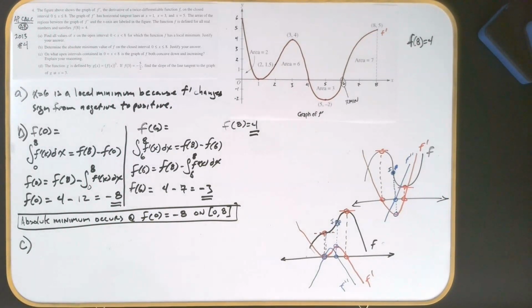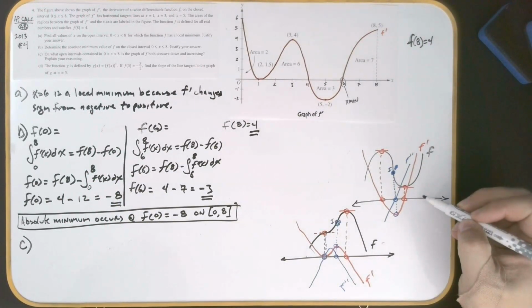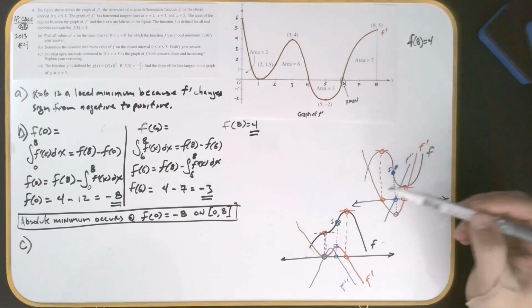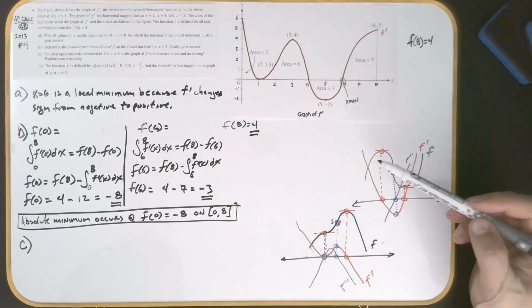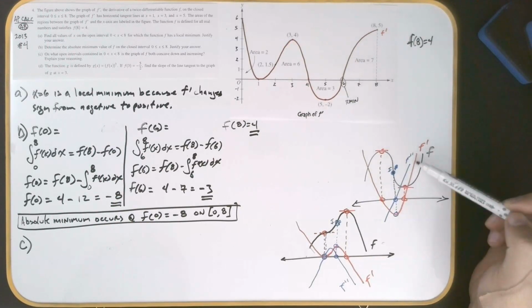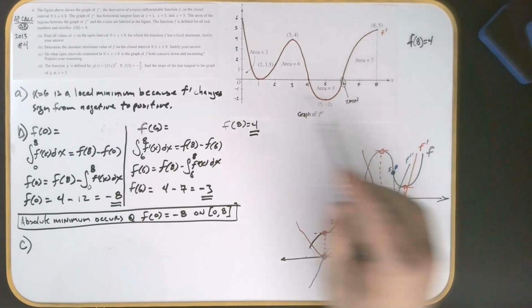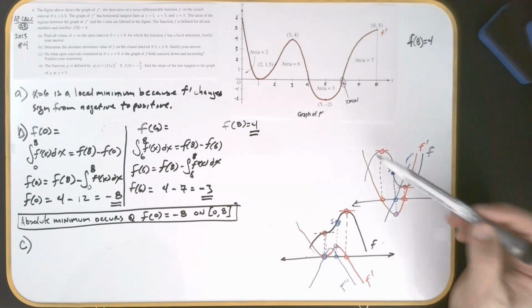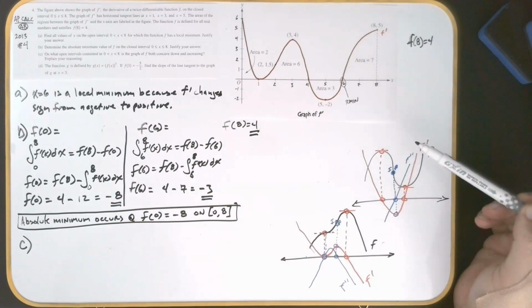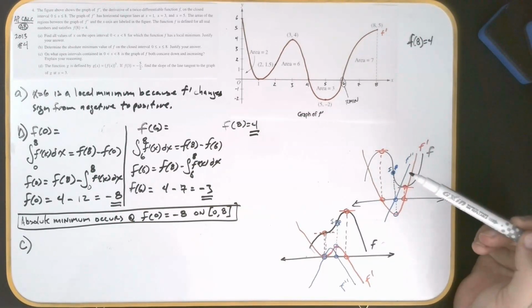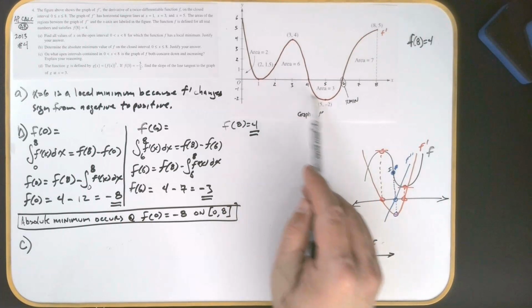Okay, so C says, on what open intervals from 0 to 8 is the graph of f both concave down and increasing? Explain your reasoning. Okay, let's do the increasing first. So I want to look at this graph down here again. If the original function in black is increasing, what's red doing? Red is, my first derivative, is above the x-axis or is positive. So if we glance up here, the places where the red is above the x-axis is where the original is increasing. Well, it's above the x-axis everywhere but here.